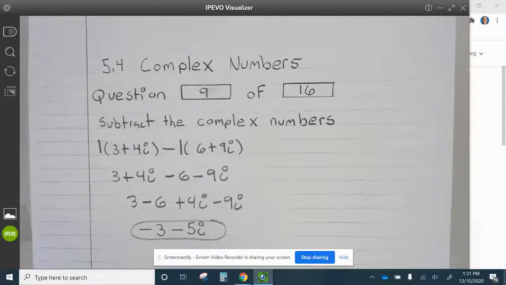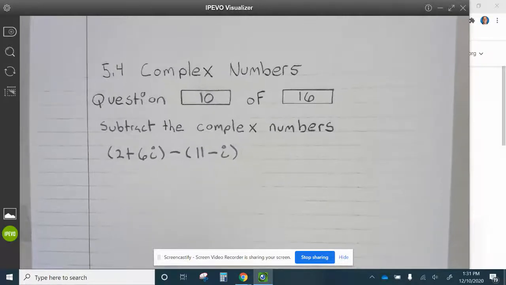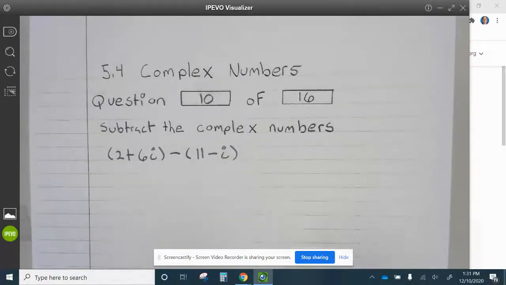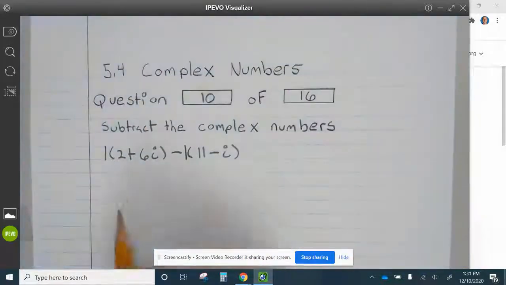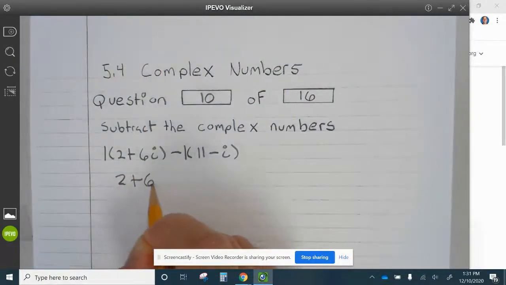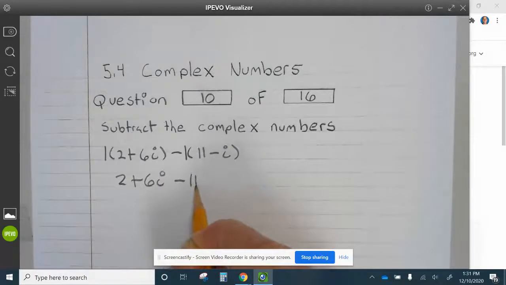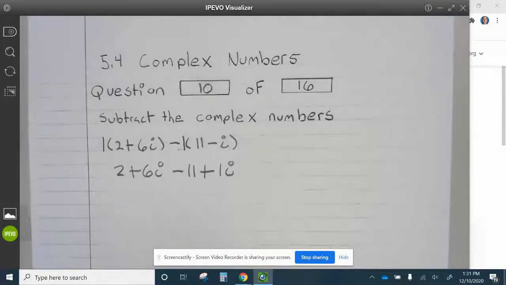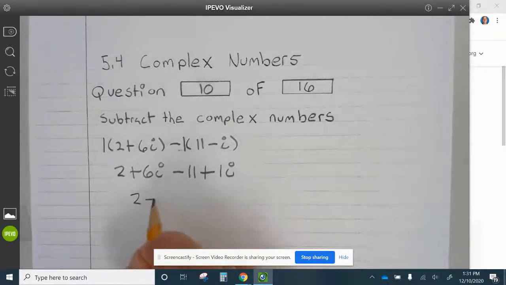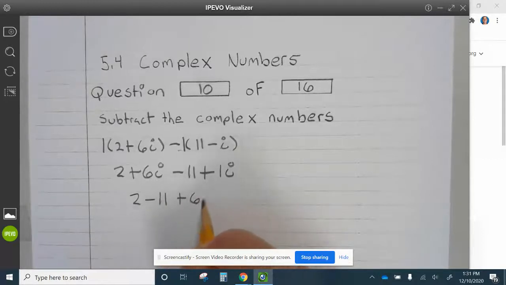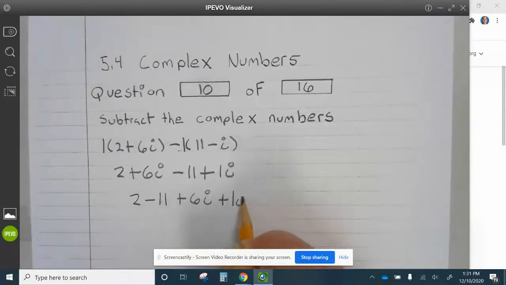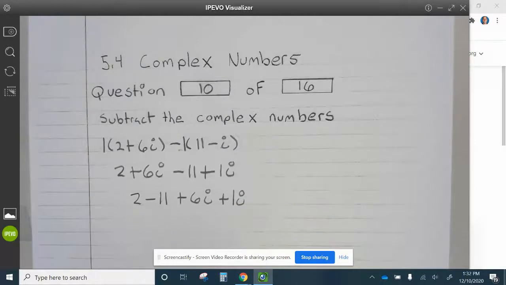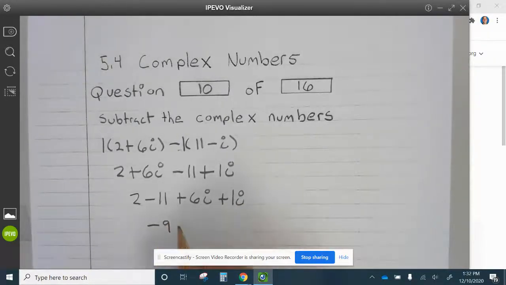All right. Question 10 of 16. Subtract the complex number. So put a 1 here, put a 1 here. That's 2 plus 6i minus 11. When you subtract a negative, or multiply negative times negative, that's plus 1i. Okay? Let's go ahead and group the 2 minus 11 together and plus 6i plus 1i. Well, 2 minus 11 is minus 9 plus 7i.